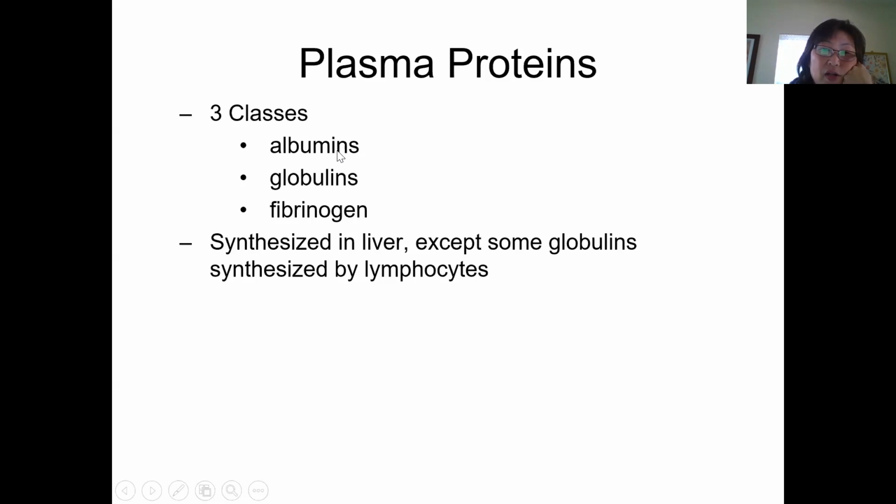And there are many functions. One of them is to carry stuff in the circulation, like combining with hormones and helping the hormone stay in circulation longer. Another very important function of albumins is to maintain the blood osmolarity. So if albumin concentration drops dramatically, the blood will become thinner, if you can say it that way, because the total concentration will be lower.